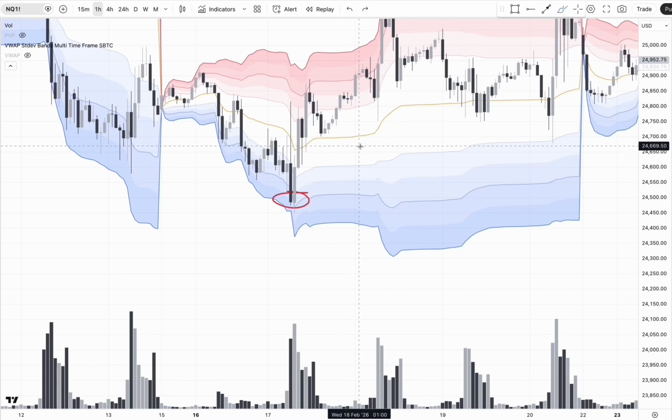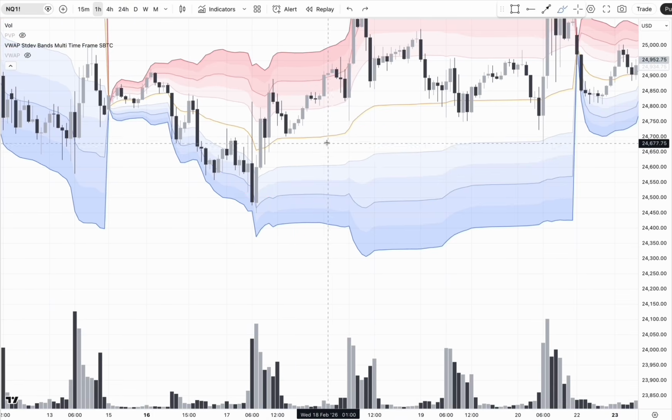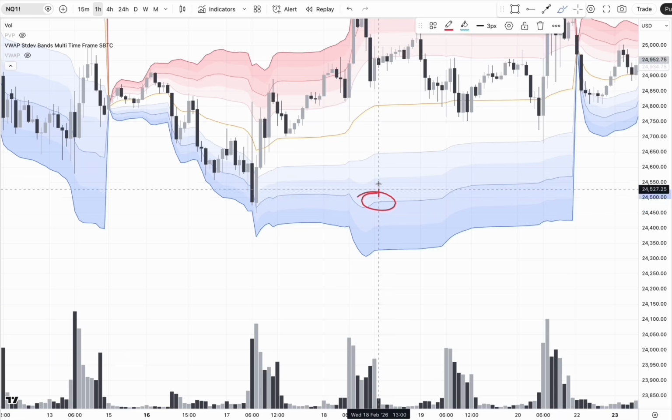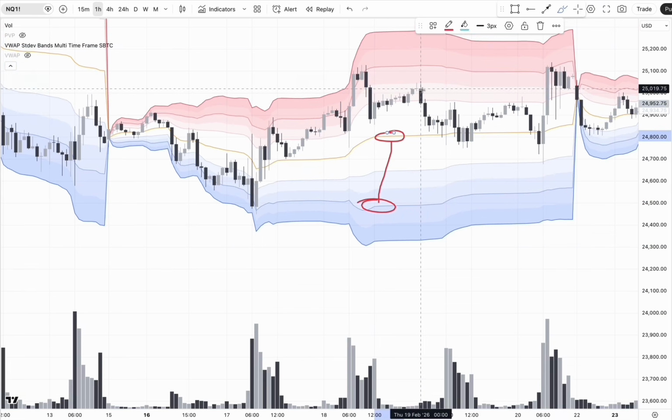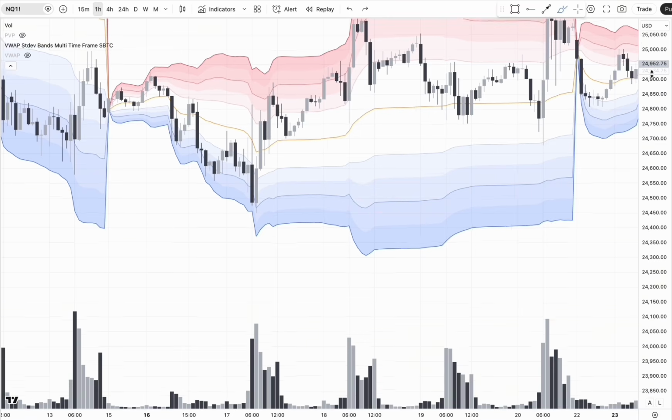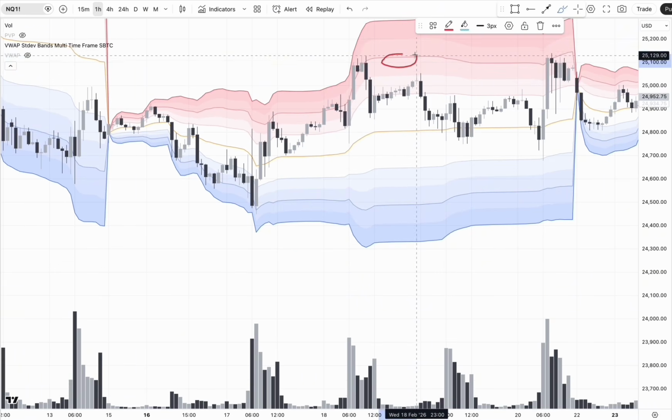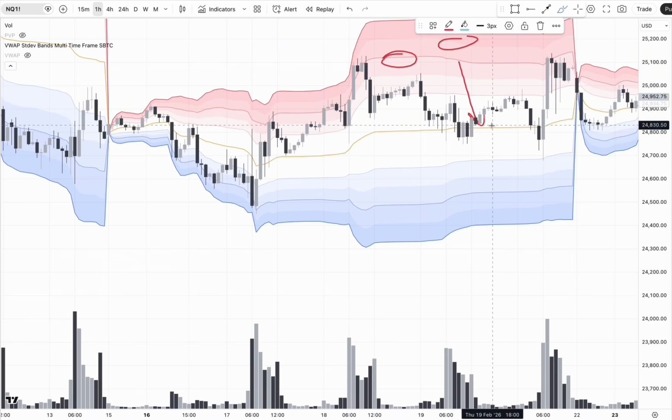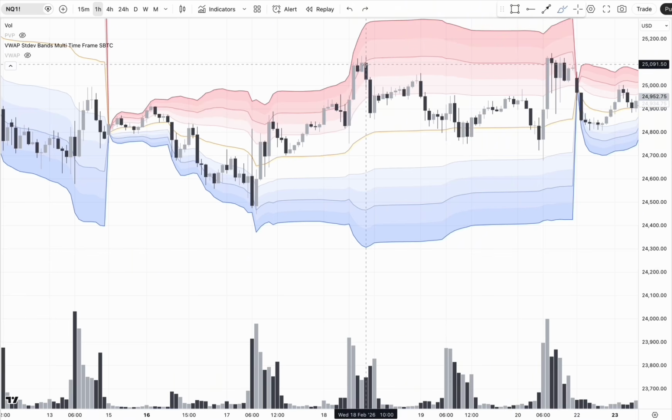So the idea of mean reversion trades with VWAP bands is that you essentially go long somewhere here, you take profit at the VWAP, and vice versa. You go short around here, and then you take it to VWAP as well, and you take profit here. That's my approach. And then obviously I'm only doing that once I understand that we are in a ranging environment.